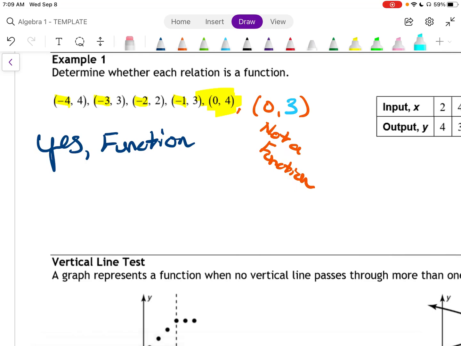Think about these 2 points right here. Could you make an equation so that you plug in 0 and you get 4 out of it, and then after that you plug in 0 and you get 3 out of it? That just doesn't really make sense, and that's because it's not a function.